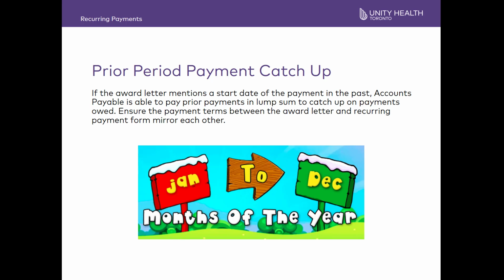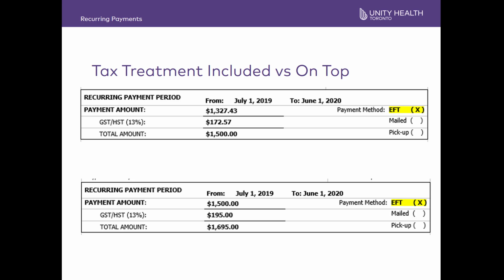If the award letter mentions a start date of the payment in the past, accounts payable is able to pay prior periods in lump sum to catch up on payments owed. Ensure the payment terms between the award letter and recurring payment form mirror each other.